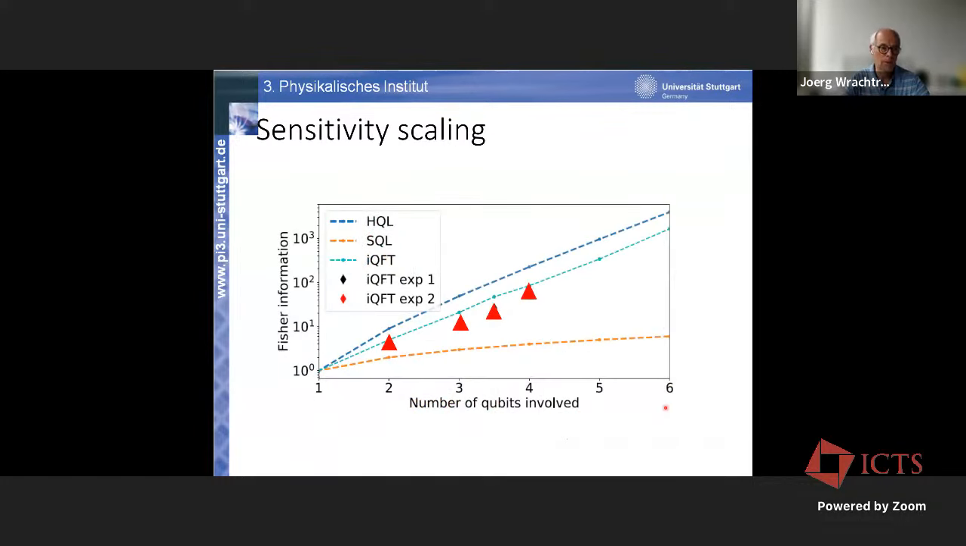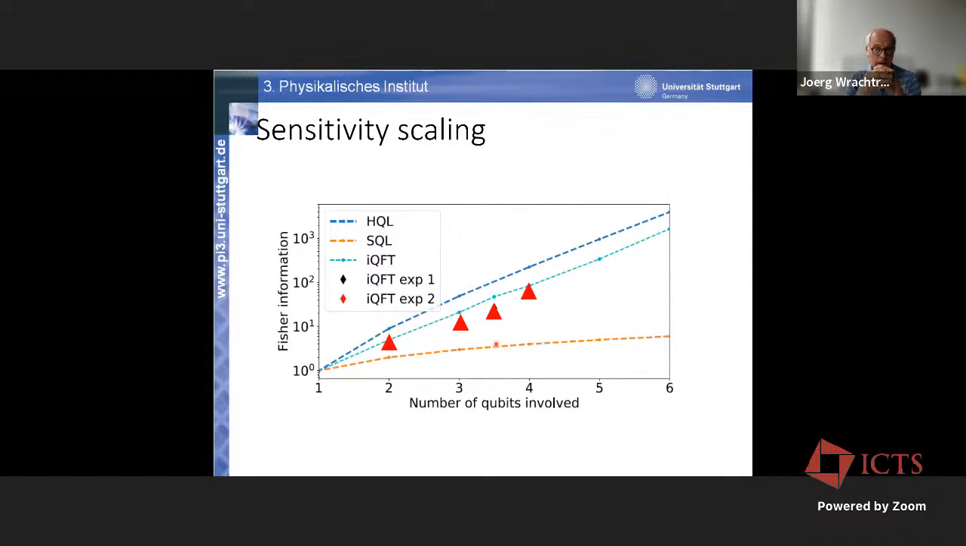All right, so this is probably a plot which most of you have seen multiple times during this conference already. And now I'm interested in how the precision scales by which I can measure my phases. For this, I plot the Fisher information of my phase measurement as a function of the number of qubits involved. And as usual, I take the Heisenberg limit as one limitation of precision scaling, and I take the standard quantum limit, this orange curve here, as another benchmark precision scaling in the experiment.